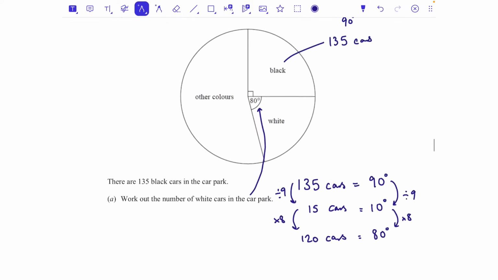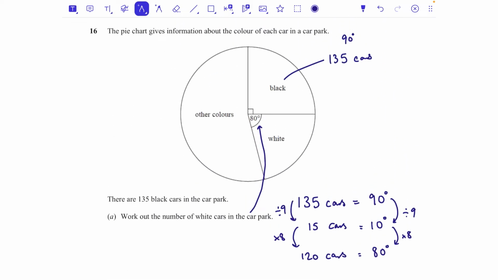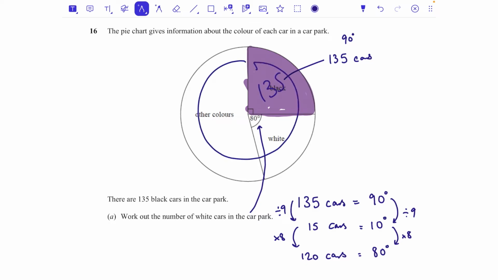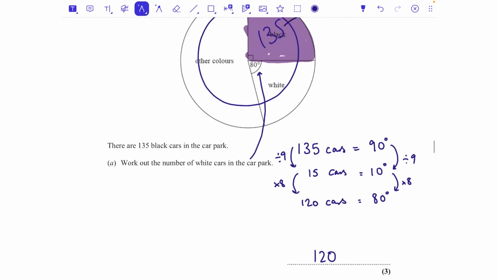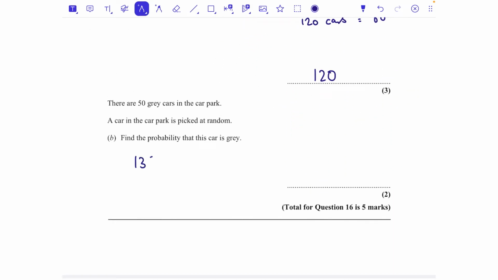Well, what we need now is to know how many cars there are altogether. Now we can see that a quarter, 90 degrees, is worth 135 cars. So if this much of my pie chart is 135, then to find out how many cars there are in the car park altogether, I just need to multiply that by 4. So I'm going to do 135 multiplied by 4. 135 times 4 in my calculator is 540 cars altogether.